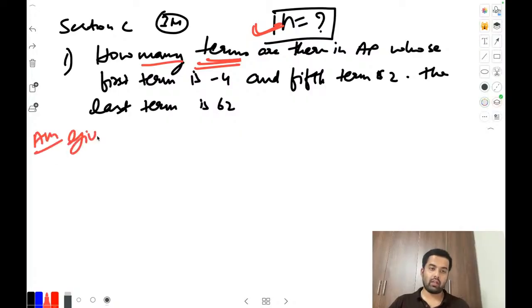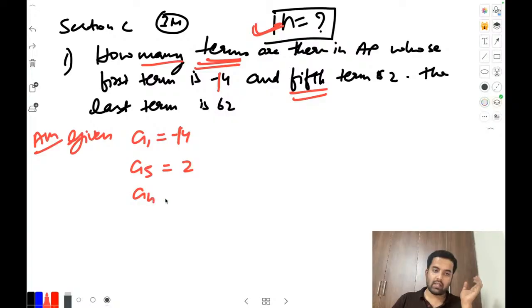Here what is given? First term is given, which means a1 is given. a1 is what? -14. And the fifth term, so a5, the fifth place, what is the number? 2 is that number. Wait, write down 14 here, okay? -14. Change it, everyone. At the first place is -14, fifth place is 2, and the last term, which means we don't know the last value, so an equal to 62. These values we have.